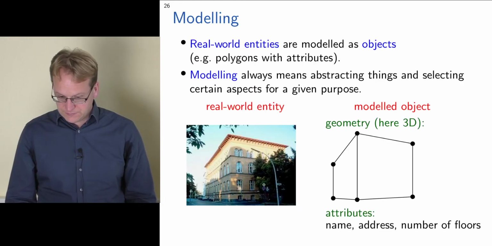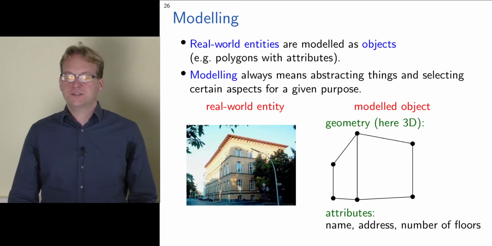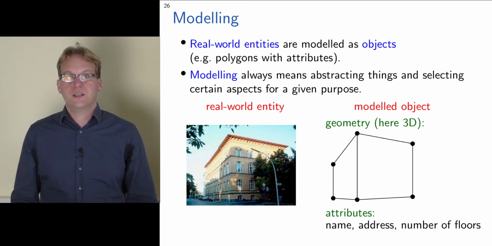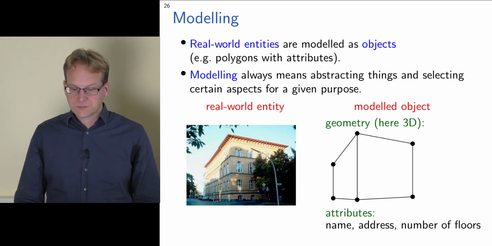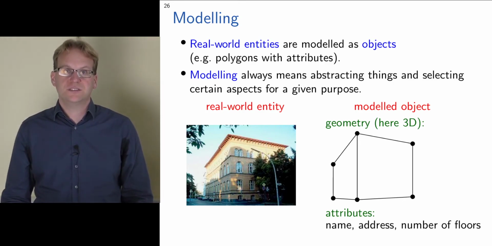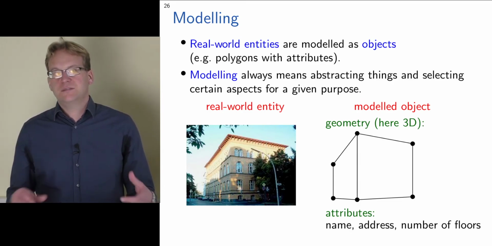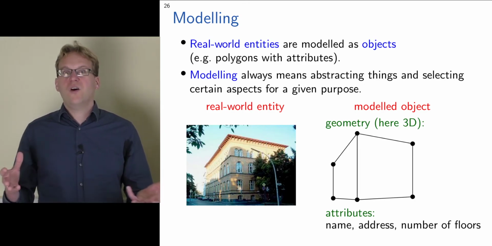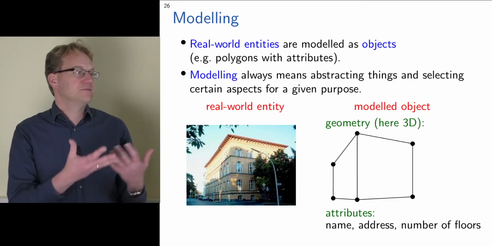Okay, and first of all, we have, of course, these real-world entities. That is what we see when we look out of the window. These real-world entities we model as objects, for example, polygons with attributes. And this always means that we capture only parts of the reality. We never try to model all aspects that we can find.